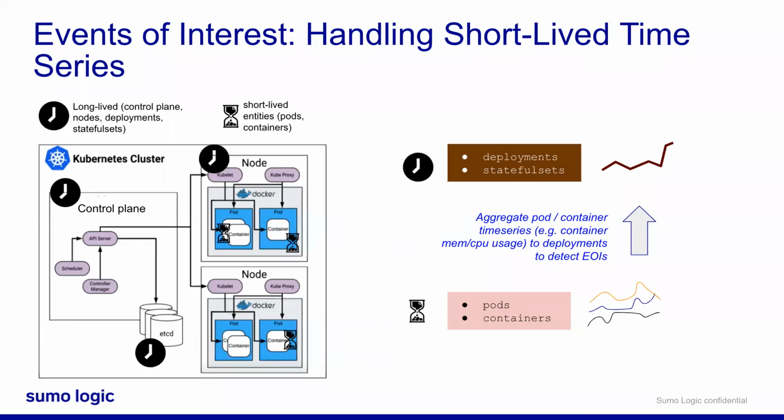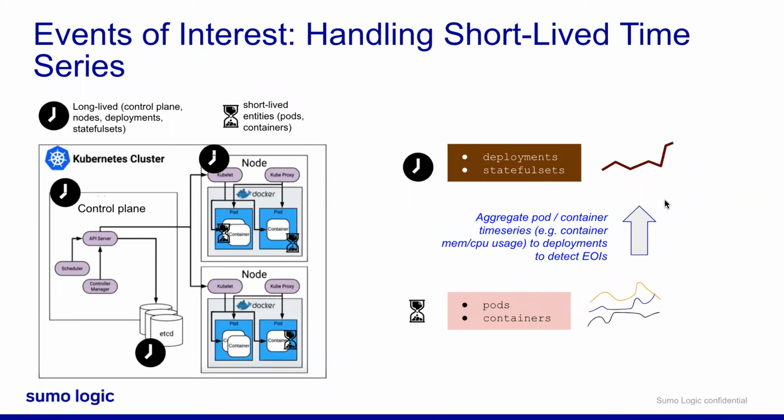And so Root Cause Explorer has a way to handle those short-lived time series. Root Cause Explorer itself requires at least 2 days worth of history to construct baselines. So how do we do that if you need 2 days worth of history and pods last for 1 day? The trick here is we aggregate time series data for the pods and containers to the parent deployment or stateful set entity that are long-lived, and then compute baselines and drifts on the aggregate time series. And this is an important key differentiator for Sumo Logic.